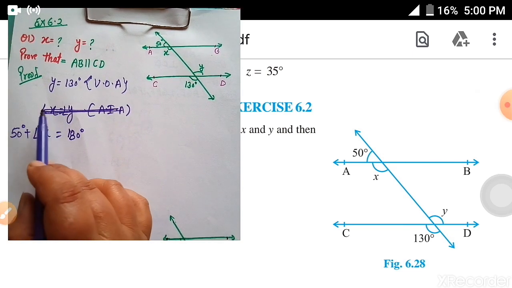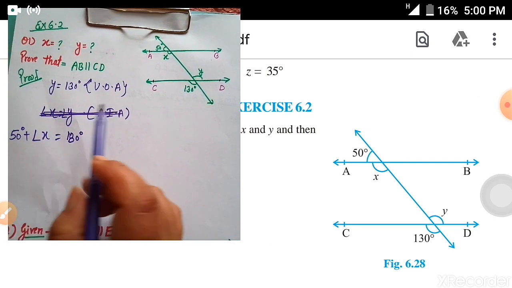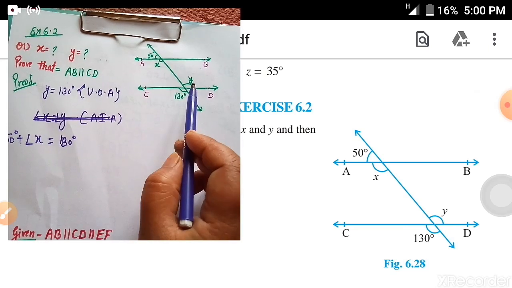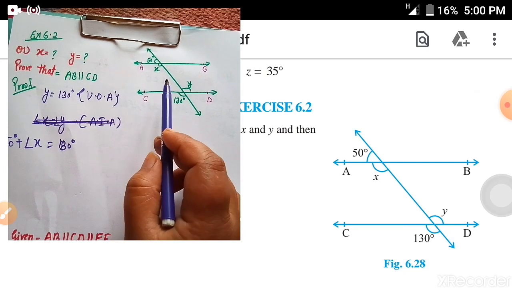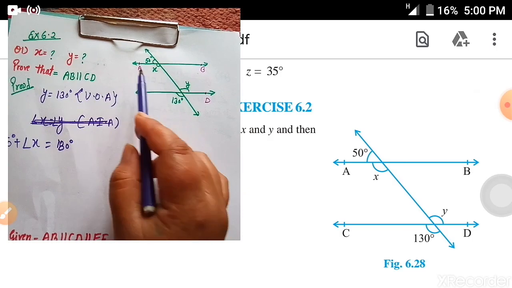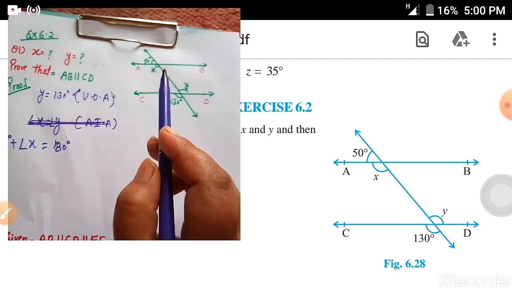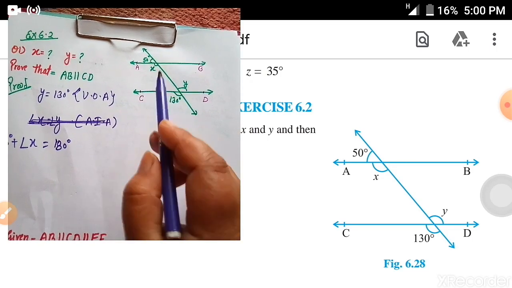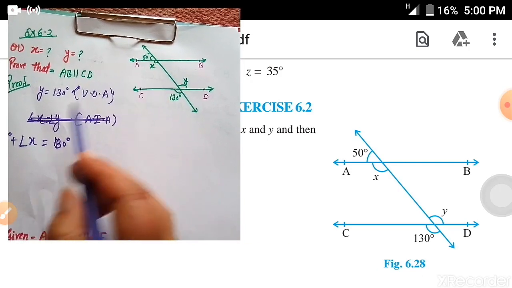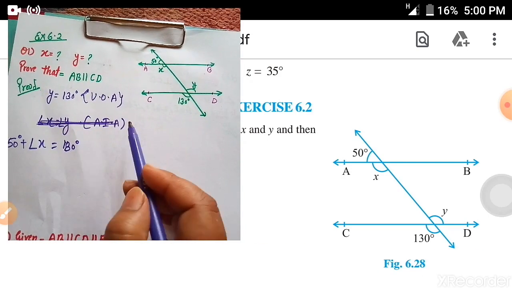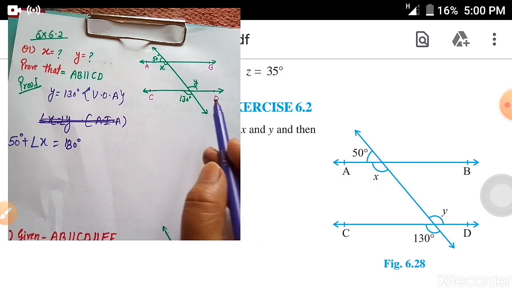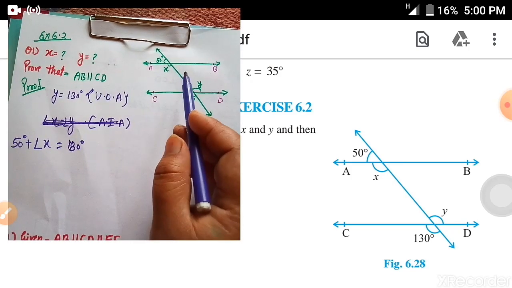You can see that I have cut this line because first I had written that angle x and angle y are alternate interior angles, but we cannot say they are alternate because we don't know that they are parallel. We have to prove that these lines are parallel. We do not know these are parallel, and you can use the alternate interior concept only when these two lines are parallel to each other. Now how can we find out the value of x?